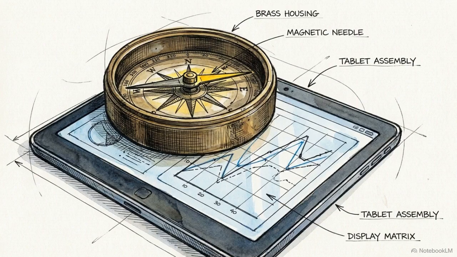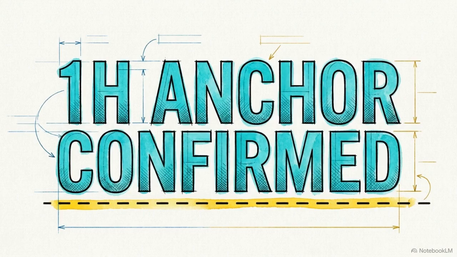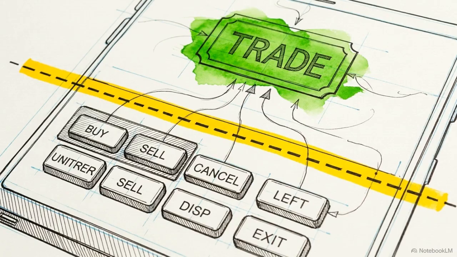This brings us to the first unbending rule of the matrix. The 1-hour mean threshold is the ultimate macro compass. As long as price respects this threshold, the initial macro trend, what we call wave A, is confirmed. Therefore, any lower timeframe execution is strictly prohibited unless it aligns perfectly with this 1-hour institutional equilibrium.